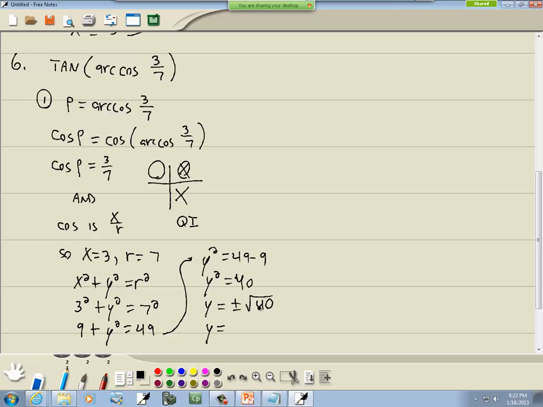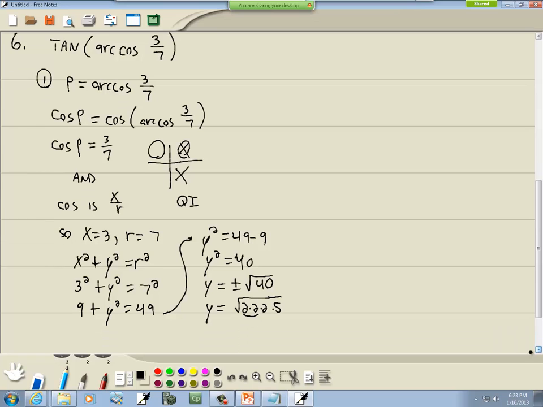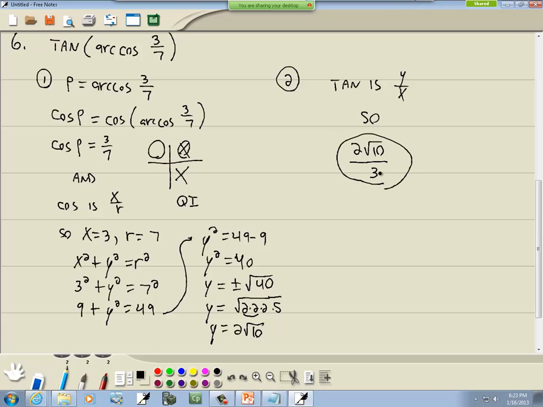So y is equal, and this simplifies. 40 is 2, 4, 8 times 5. We're looking for a pair of numbers. Here's a pair of 2's. So we're going to have y is equal to 2 square root of 10. Assuming I didn't screw up my basic math. Now let's look at the outer trig function, tangent. Tangent is y over x. So we just said y was 2 square root of 10, and x was 3. So that's our answer.